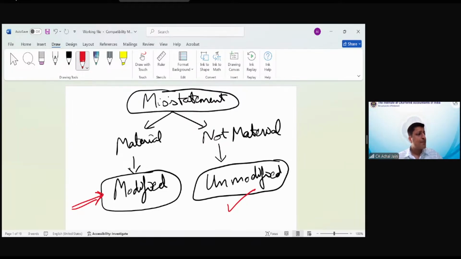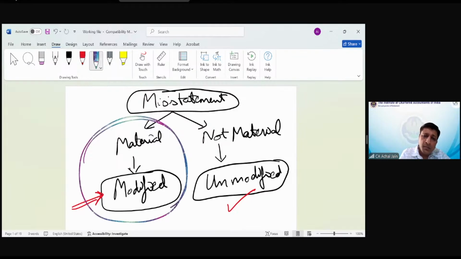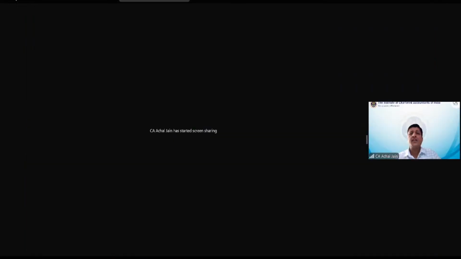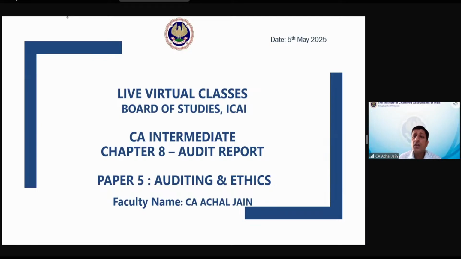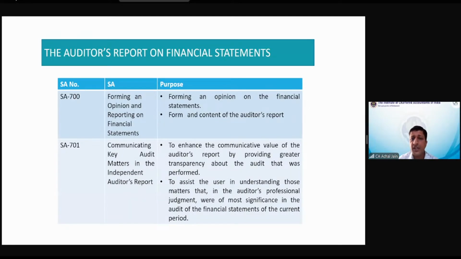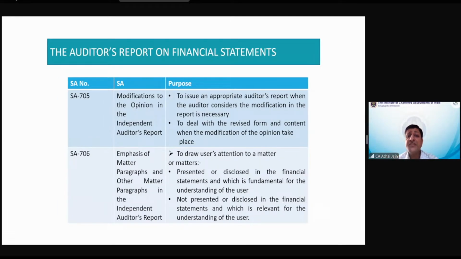Now let's talk about this particular situation, when the report is required to be modified. In this case, if you remember, we discussed that there is another auditing standard which one needs to look into, because as regards the audit report, we do not have only one auditing standard. There are various auditing standards. Now, which auditing standard is that? SA 705.